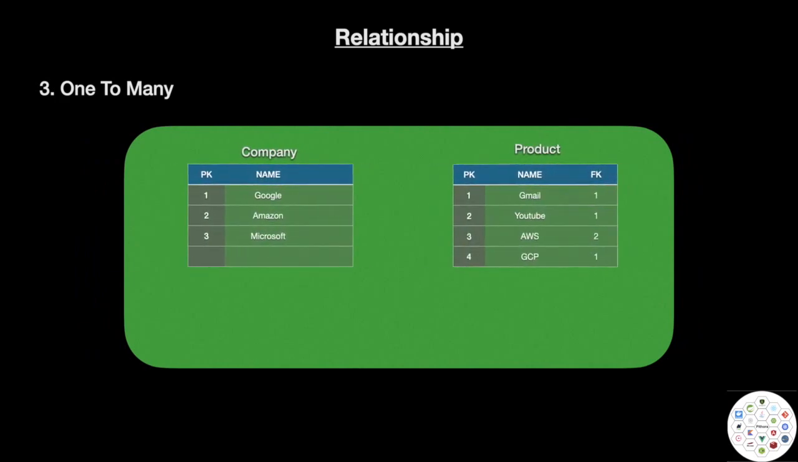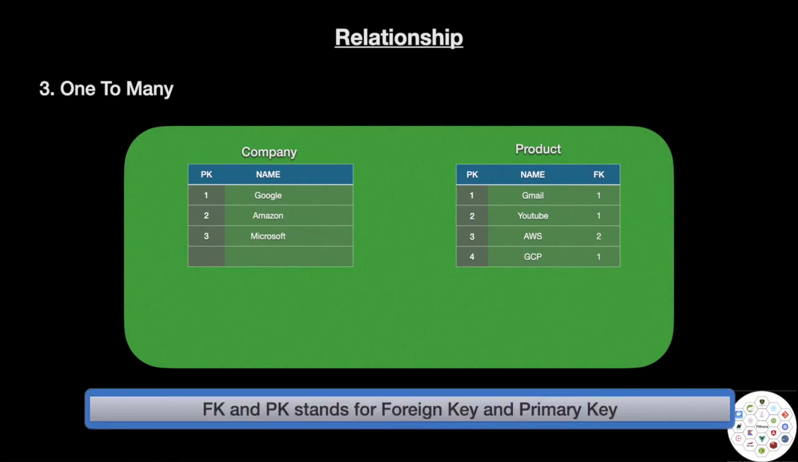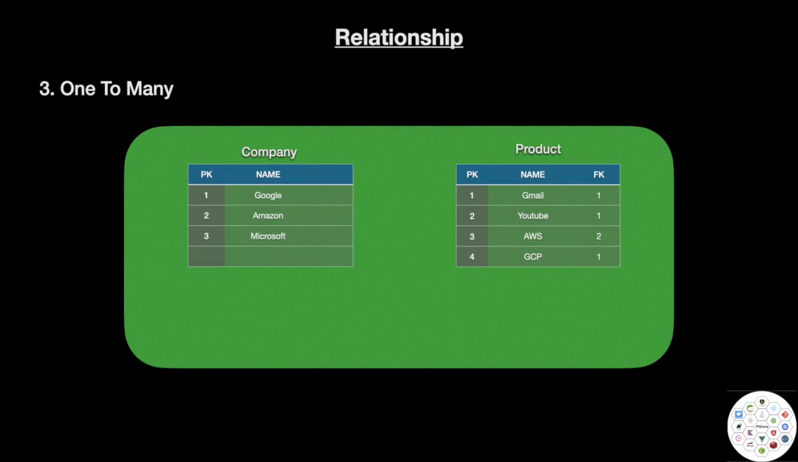So the third relationship is one to many. Let's take an example. Here you can see we have two tables. The first table is the company table and the second table is the product table. Here you can see we have three records in the company table, which are Google, Amazon and Microsoft. And on the right side you can see we have Gmail, YouTube, AWS and GCP.